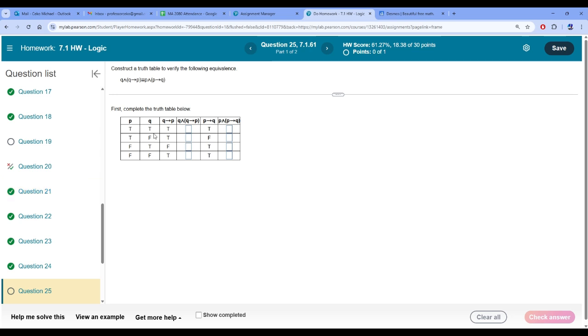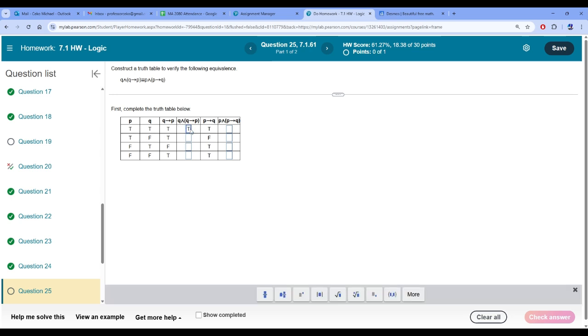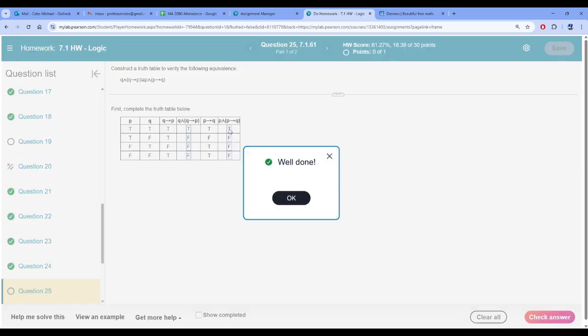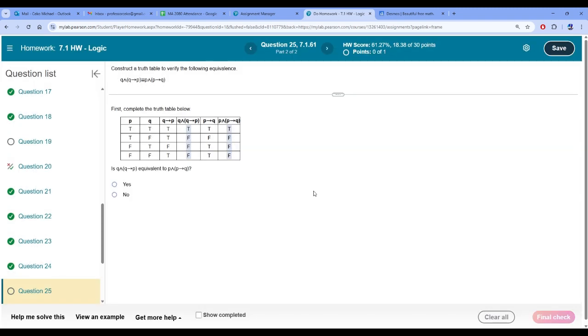All right, let's complete this table. Let's see. We got Q and this. So these both have to be true. So that's true, false, false, false. And then P implies Q. So now P and... T, F, F, F. Yep, because you're just looking for, they have to match and or. T, F, F, yep, they're just equivalent.